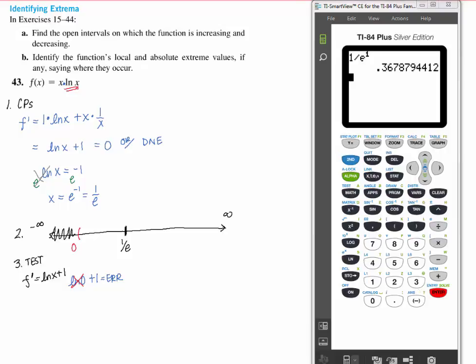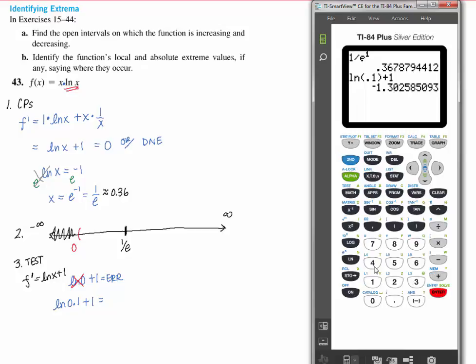0.36. So some number between 0 and 1 over e would be a number like, maybe I test 0.1. So the natural log of 0.1 plus 1, and I really just care if it's positive or negative. So natural log of 0.1 plus 1 is a negative value, about -1.3. That means that this function is decreasing on the interval from 0 to 1 over e.